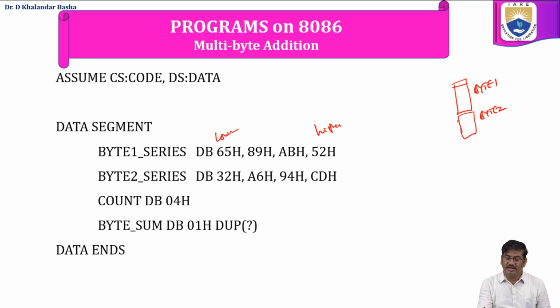We will fetch each data from each block, then we will add these two values. The result we will get into byte sum. This will be done after all the iterations are done. So for that we are going to reserve, then data ends.